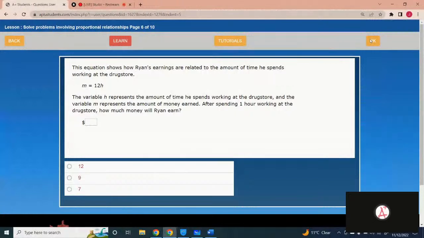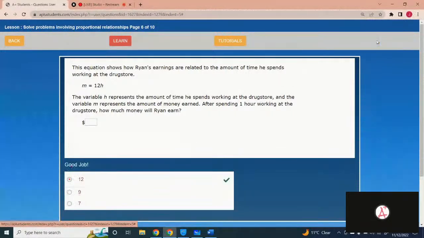Yes, very good. It is 12. If he works for 1 hour, it will be 12 times 1. 12 times 1 is 12. So that means he can make $12 by working just 1 hour. Got it? Just select the correct option and click on the OK button.